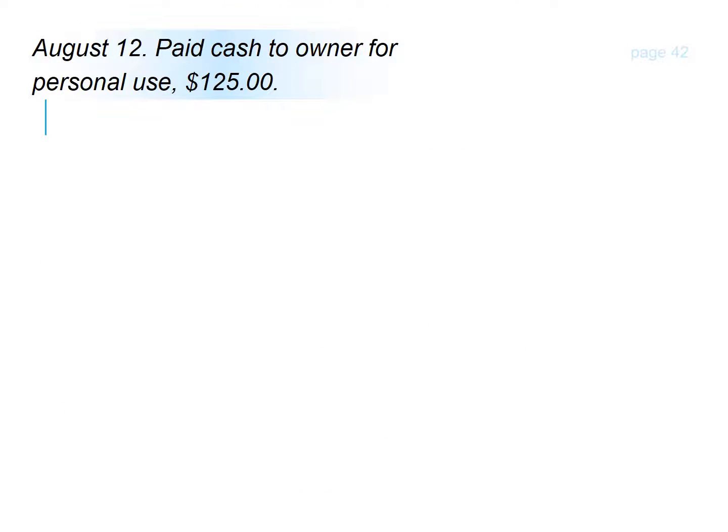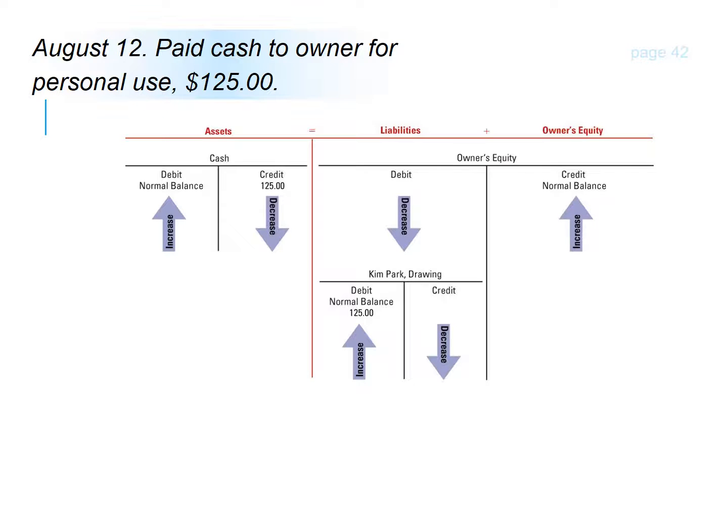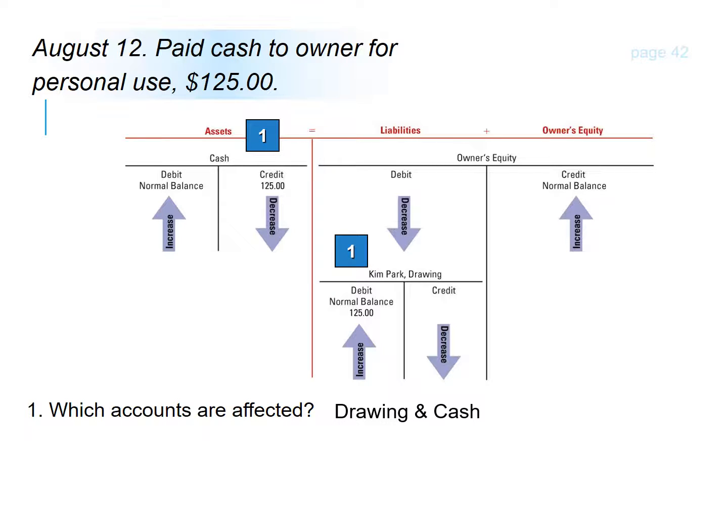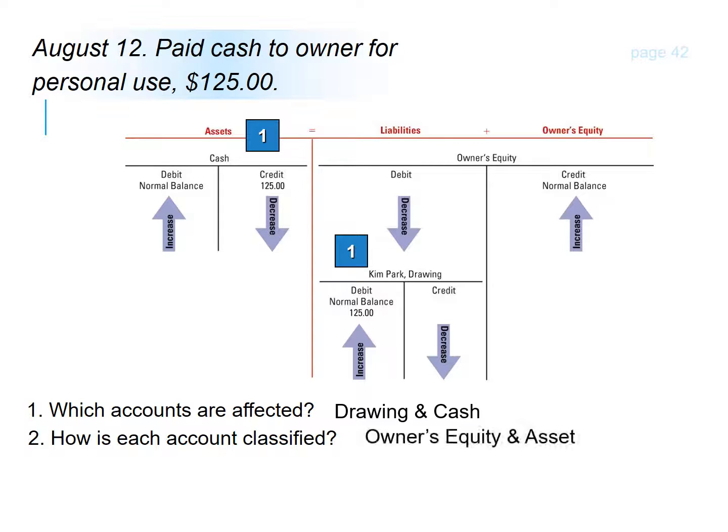August 12th, paid cash to owner for personal use, $125. What two accounts are affected? We know that cash will be affected, and since this is for personal use, our drawing account will be affected. So, drawing and cash. How is each account classified? We know that our drawing account is an owner's equity account, and our cash account is an asset.